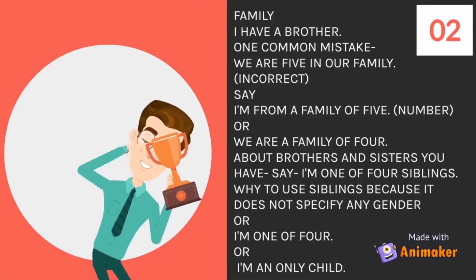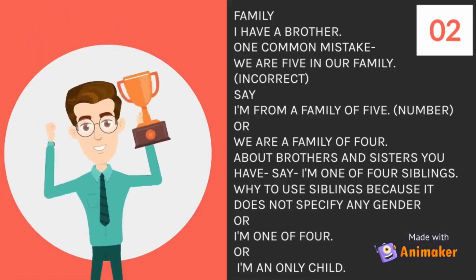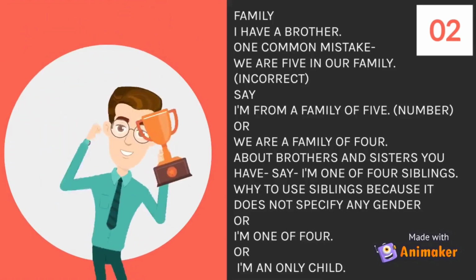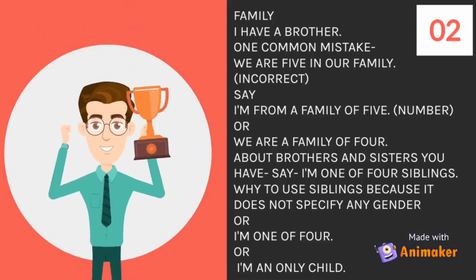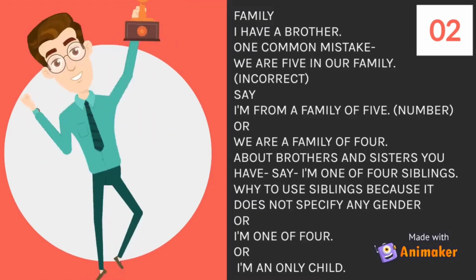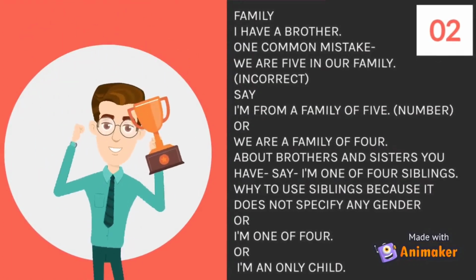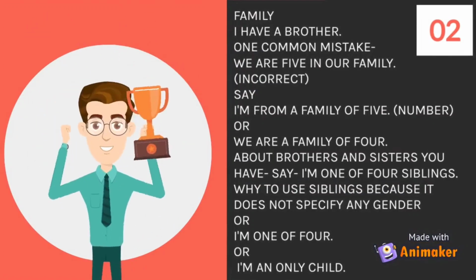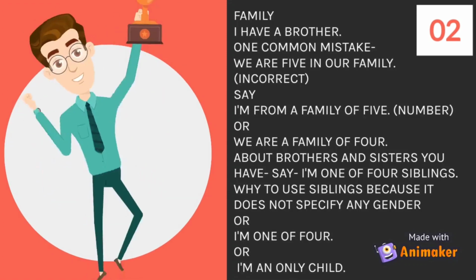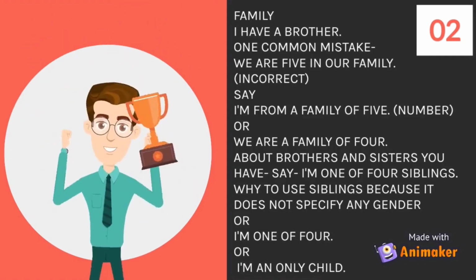But if you want to give a little bit more information, then you need to show your communication skills in that, students. But one common mistake students make is when they are trying to talk about how large or small their family is. Suppose somebody asks you, tell me how many family members there are in your family. So then students often say, we are 5 in our family. So this is an incorrect sentence. In place of this, we should say, I'm from a family of 5, or any number. Or you can say, we are a family of 4.